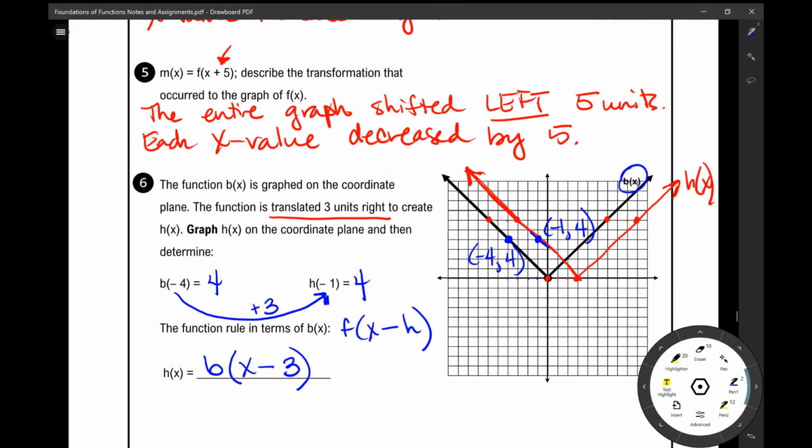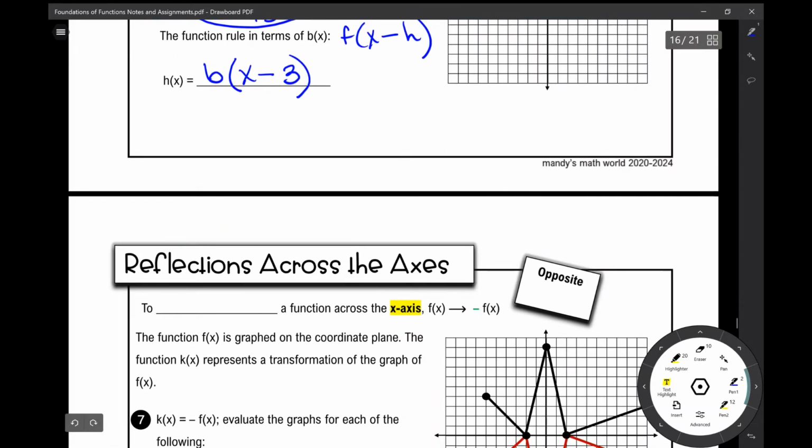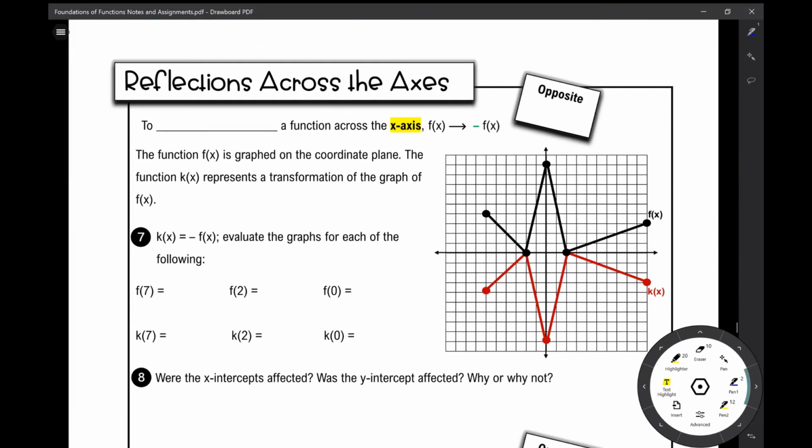Reflections across the axes. So let's first talk about reflecting a function across the x-axis. To reflect a function across the x-axis, this is our function rule right here. We have a negative value in front of f of x. Remember, f of x is just fancy for y. So when we reflect something or flip something across our x-axis, which is right here, all the y values are going to become opposite, so opposite y.